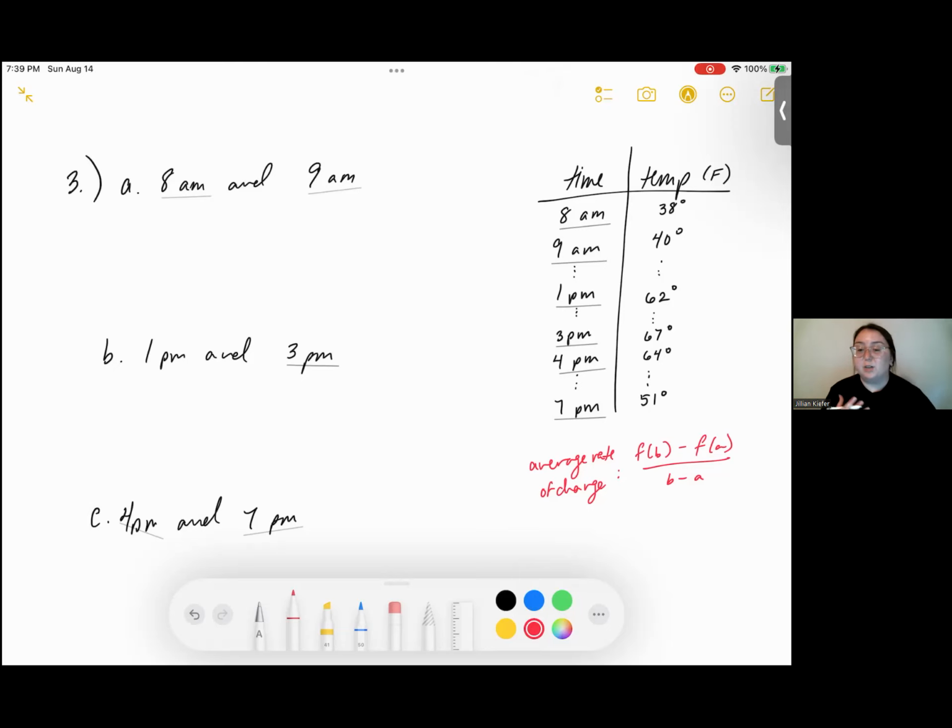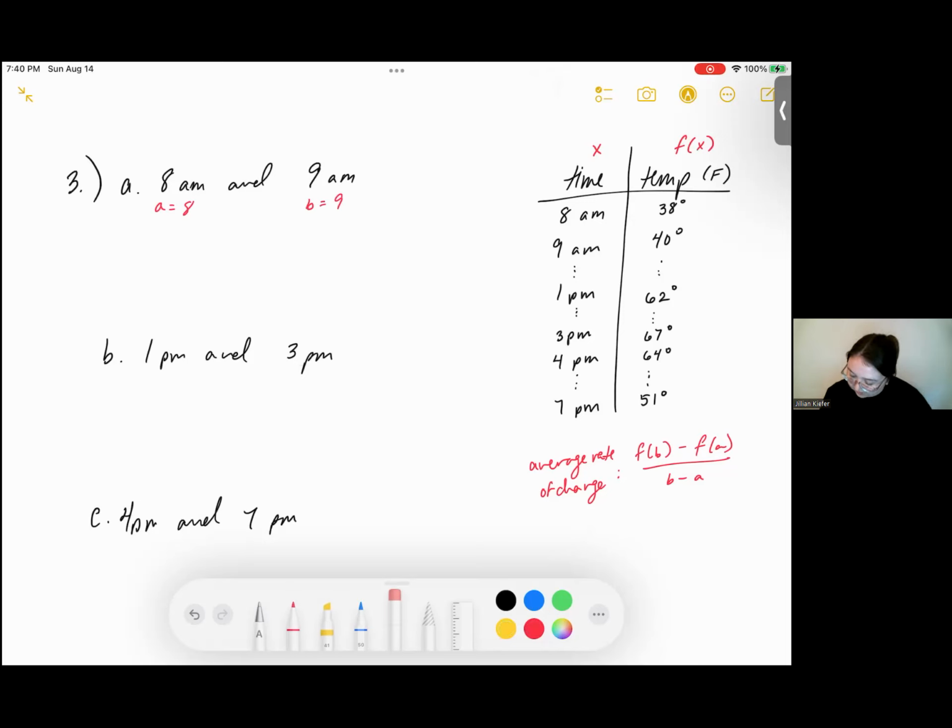So in our average rate of change, we have these values, A and B, which are values of X. For us, we can say that time is X, and our temperature is going to be f of X. It's our function that depends on X. So all we need to do is figure out what A and B are, and then we have all of the values that we need. Let's start off with part A, 8 a.m. and 9 a.m. Let's say that A is 8 and B is 9.